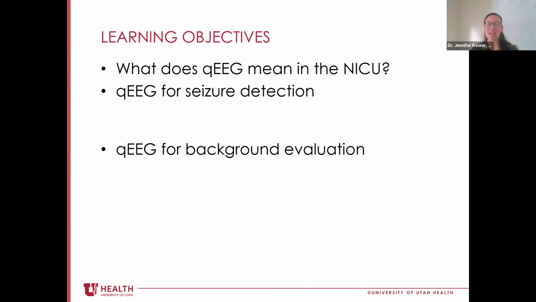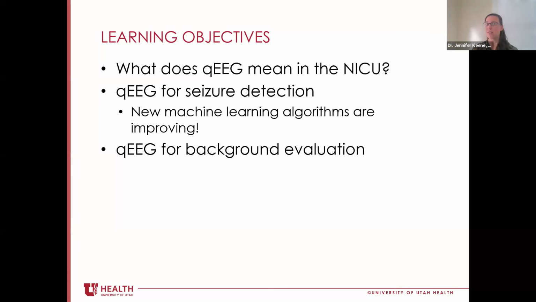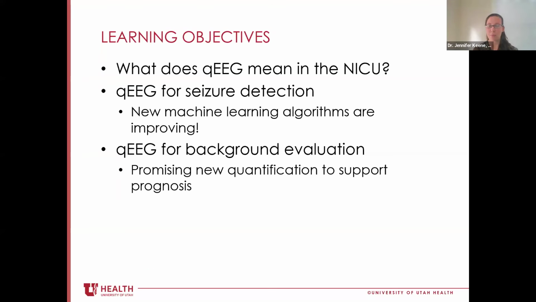So, learning objectives. There have been some other wonderful talks in this series that have gone over a number of quantitative EEG trends in detail. So we're going to focus a little bit on reviewing some of the quantitative trends that are specifically used in the NICU. We're going to talk some about quantitative EEG for seizure detection and the fact that our new machine learning algorithms actually are looking pretty darn good. And then we're going to touch a little bit on quantitative EEG for background evaluation and some of the promising new quantification that supports prognosis, which is exciting to me.